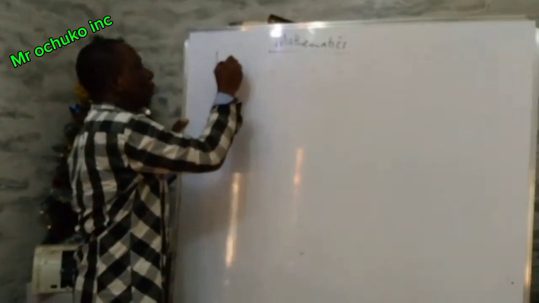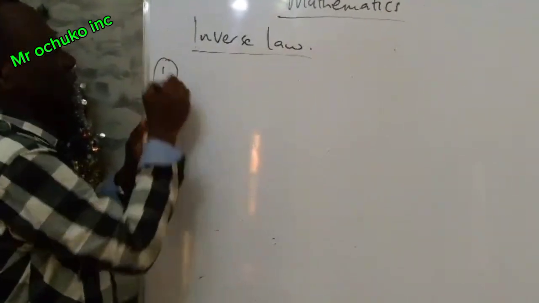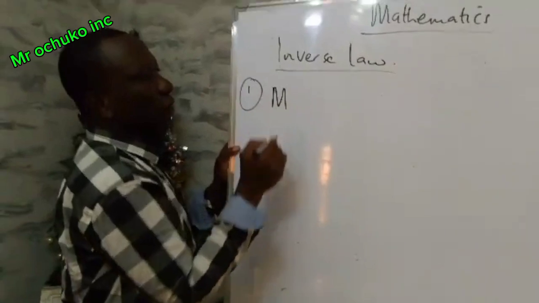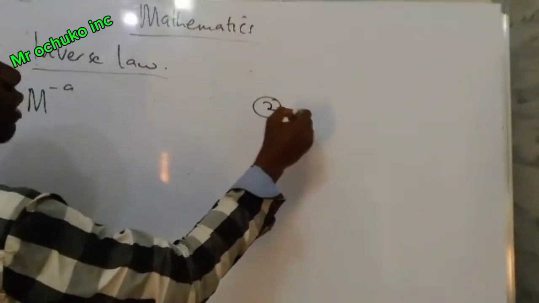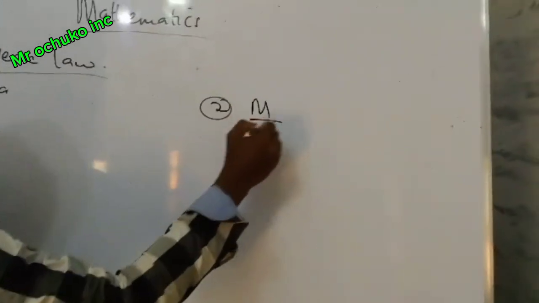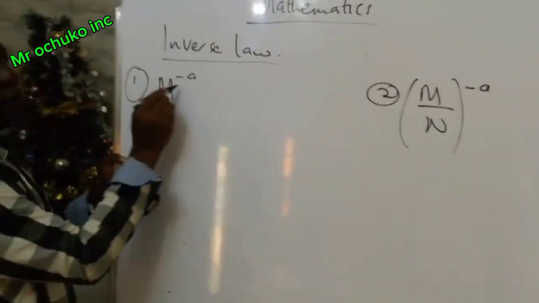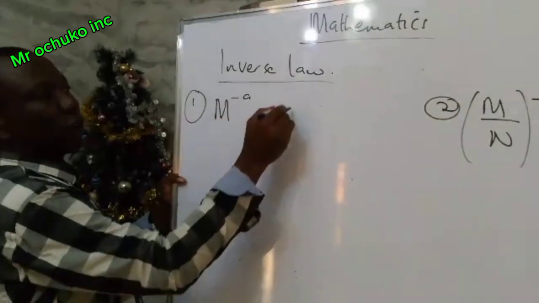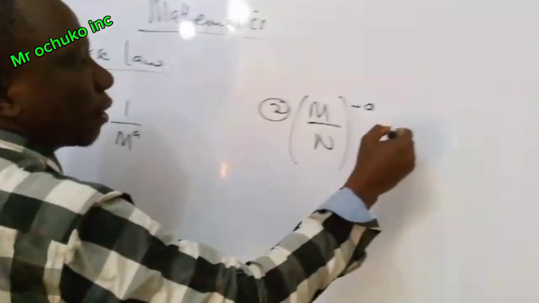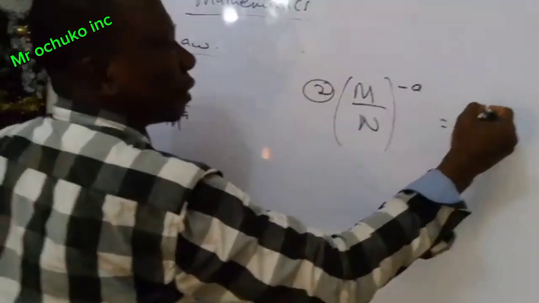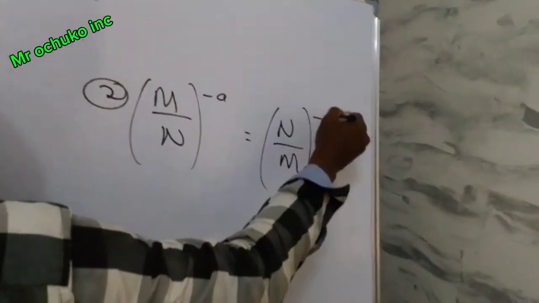Inverse law. We actually have 2 of it. Let's say if we have m raised to the power minus a, then let's look at this other one, m over n raised to the power minus a. With this inverse law, what we have is actually 1 over m^a. I'm going to tell you why. Then this we have to invert it. It becomes n over m raised to the power a.